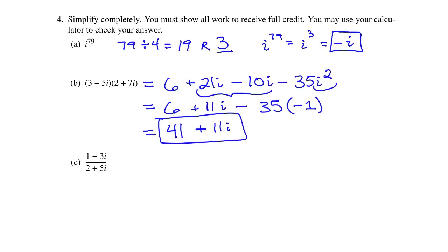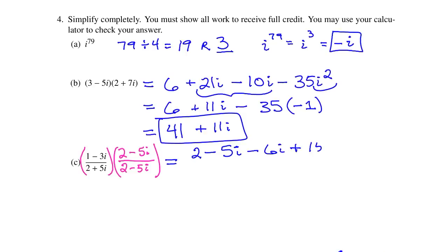On part C, when you divide two complex numbers, you want to multiply by the conjugate of the denominator. So the conjugate of the denominator is 2 minus 5i. So we'll multiply out the top. 1 times 2 is 2, 1 times negative 5i is negative 5i. Negative 3i times 2 is negative 6i. Negative 3i times negative 5i is positive 15i squared.